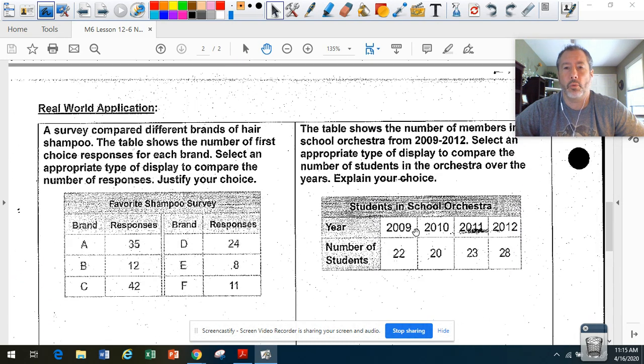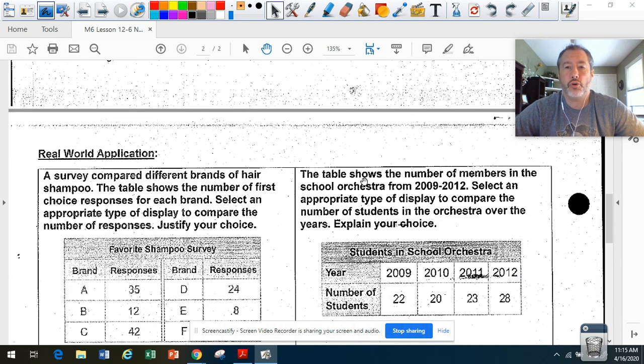Okay, let's look over here. What do we have next here? The table shows the number of members in the school orchestra from 2009 to 2012. Right there, I'm thinking, okay, we may have some time here. Select an appropriate type of display to compare the number of students in orchestra over the years. There we go. There's our key information there.